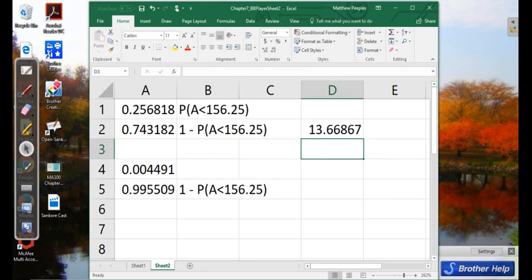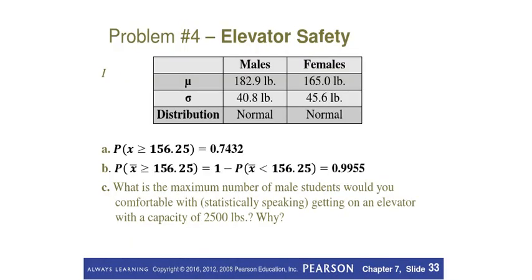13.6 students. Still, remember, we're talking about an average rate, and even if we talked about a sample size of 13 or 14, we're still going to get some numbers that are pretty high. I might say at most 13, but what do you say? Is there another way to calculate this?